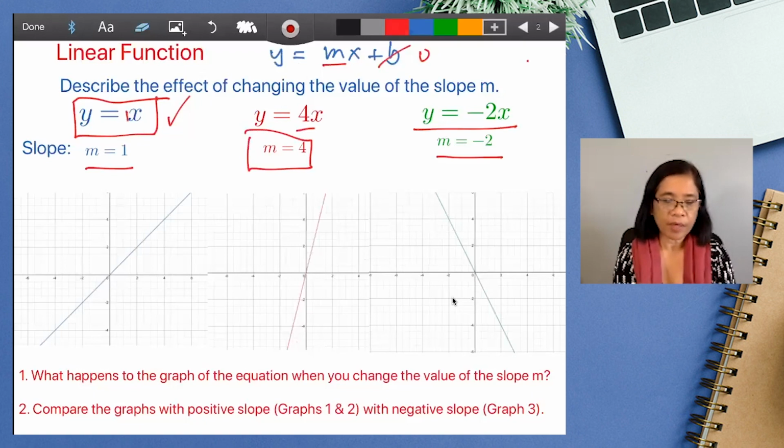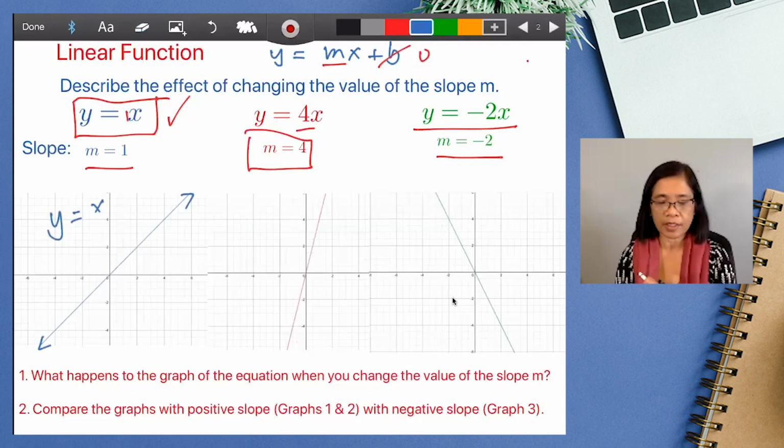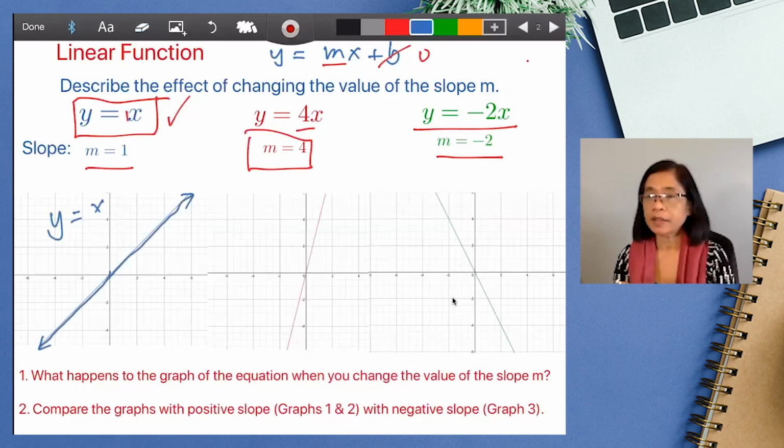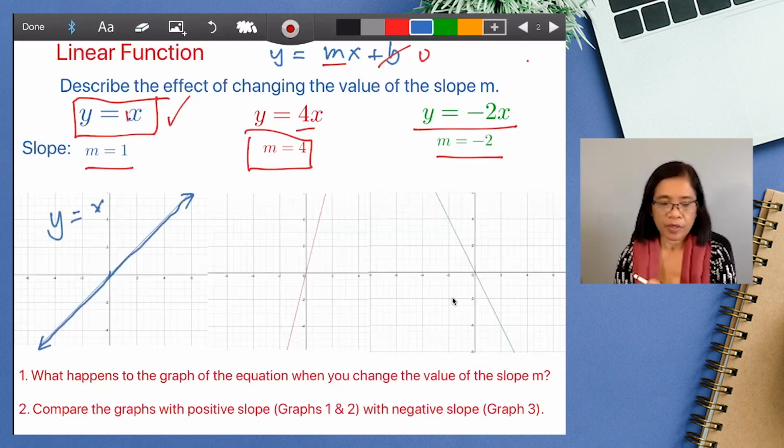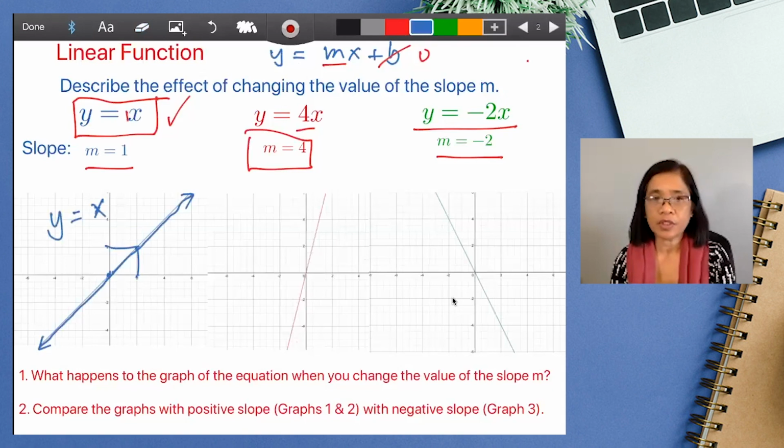So if we have the parent function y is equal to x, we have this blue line here. It passes through the origin, and when x is 0, y is 0. When x is 2, y is also equal to 2, so that explains the equation that describes y is equal to x. When x is 4, y is 4, that's the point here.